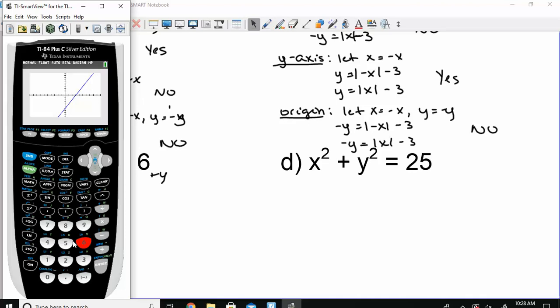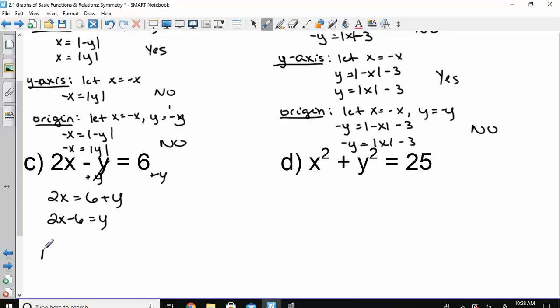So if I look at that graph, if I fold it on the x-axis, does it overlap itself? No. If I fold it on the y-axis, does it overlap itself? No. If I folded both over the x and over the y, would it overlap? No. So what does this one mean? Yeah, there's no symmetry on this one. They all turn out to be no. Okay. I think my graph's messed up. Just hit zoom number 6 and it'll reset your window.